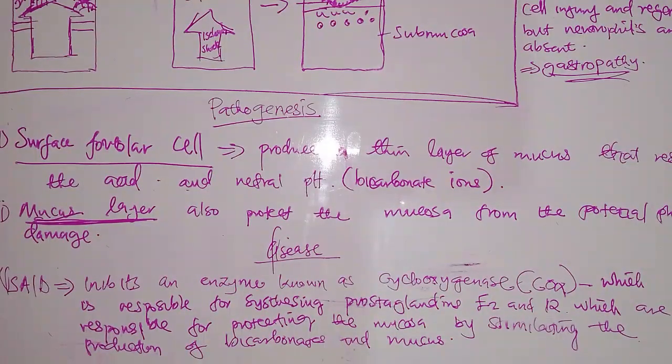So these drugs basically inhibit cyclooxygenase, also known as the COX enzyme, which is responsible for the synthesis of prostaglandins E2 and I2. If these prostaglandins are inhibited, they won't stimulate the mucosa cells to produce what? The mucus and the bicarbonate.